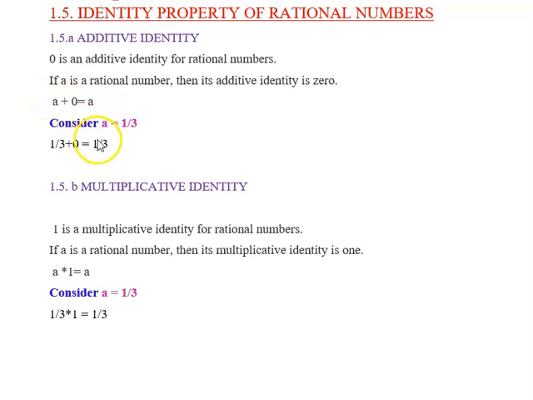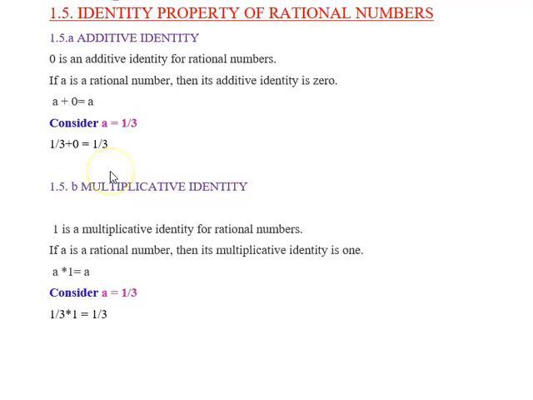So, let's consider an example. Take a rational number, say A as 1 by 3. Then if you add that rational number with the additive identity that is 0, then you will get the same rational number. So 0 is the additive identity.